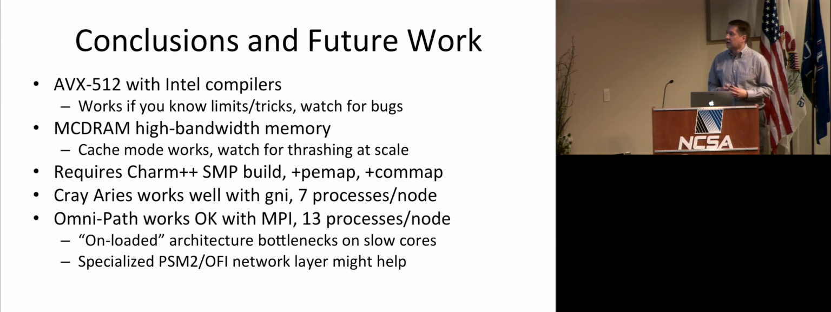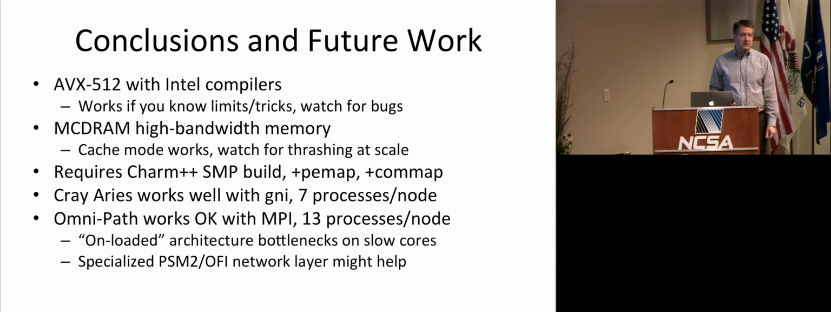Just to wrap up, AVX 512 with Intel compilers works great on KNL as long as you know the limits and the tricks, and you want to watch for bugs. The high bandwidth memory, you can use cache mode, although you have to be aware that there may be scaling issues. You do need an SMP build. You do need to think long and hard about where to put your PEs, where to put the communication threads. Aries works pretty well, 7 processes per node. OmniPath is really where the extra work is required, both for KNL and for the other systems.